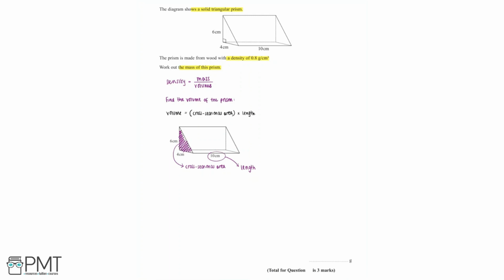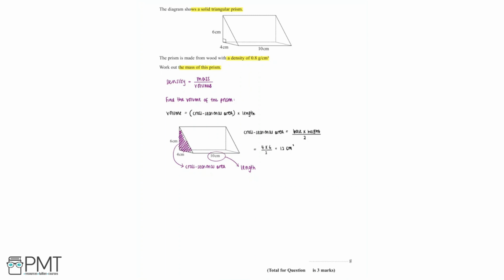The cross-sectional area would be equal to the area of the triangle. To find the area of a triangle, we do the base multiplied by the height and then divide by 2. And so our cross-sectional area can be found by doing the base of the triangle multiplied by the height of the triangle, all divided by 2. The triangle has a base of 4 centimetres and a height of 6 centimetres, and so the area would be equal to 4 multiplied by 6, all divided by 2, which is equal to 12 centimetres squared.